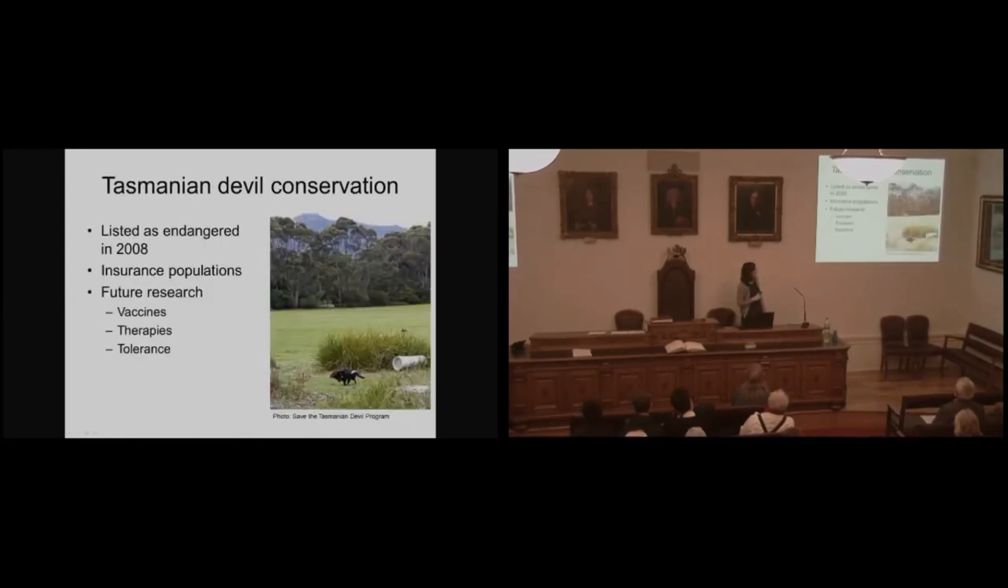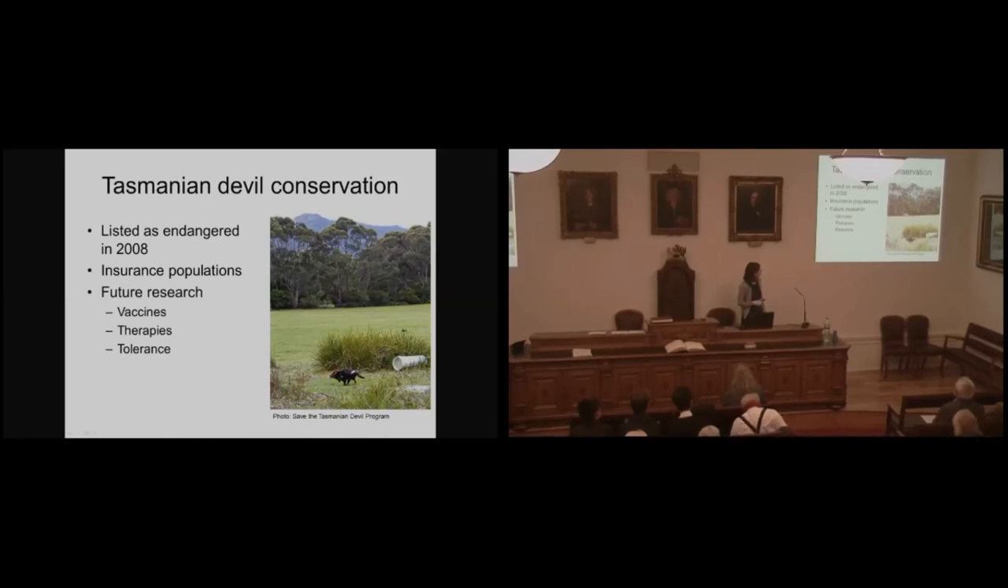So I just wanted to quickly summarize where we are at the moment, the current status in terms of devil conservation. Devils were listed as endangered because of this disease in 2008. At the moment, the major conservation efforts are building insurance populations, which means putting devils in captivity or on free-range enclosures or on islands to keep them breeding, so that if the disease does wipe them out in the wild, there'll still be devils around, and in the end, they could be reintroduced into Tasmania.